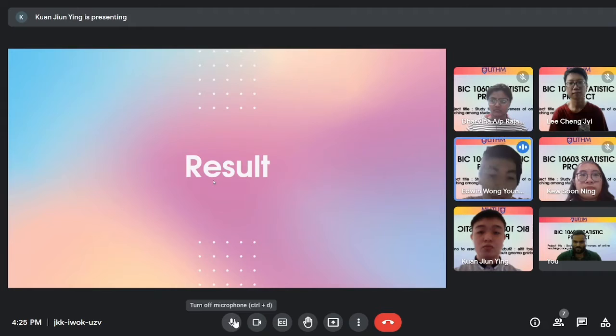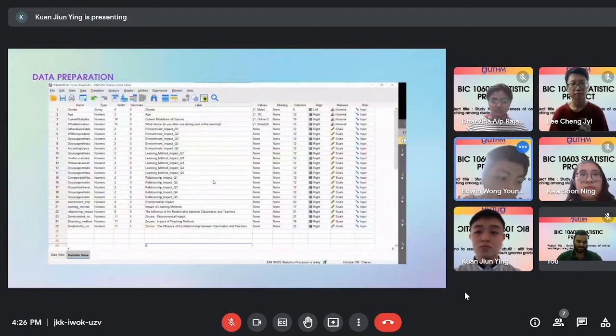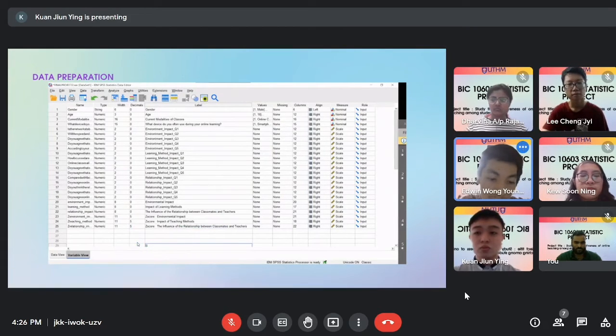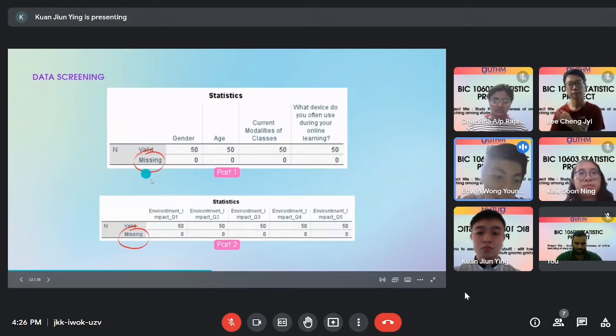Thank you. Okay, so for the result part, the first part is data preparation. Data preparation is an iterative agile process for exploring, combining, cleaning, and transforming raw data into curated data sets for self-service data integration, data science, data discovery, and BI or analytics. These are all our data compiled from our questionnaire. Next slide. Next is the data screening.